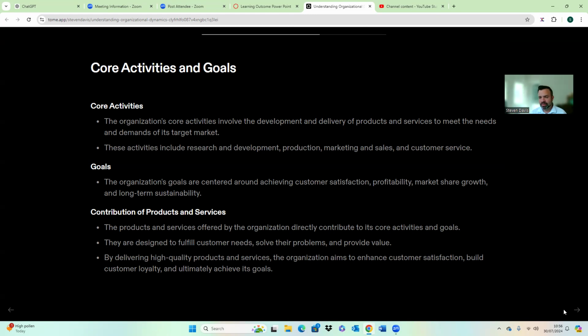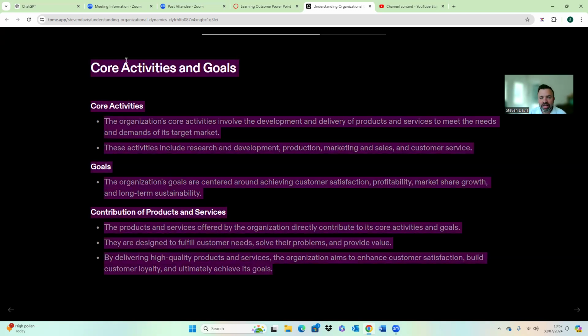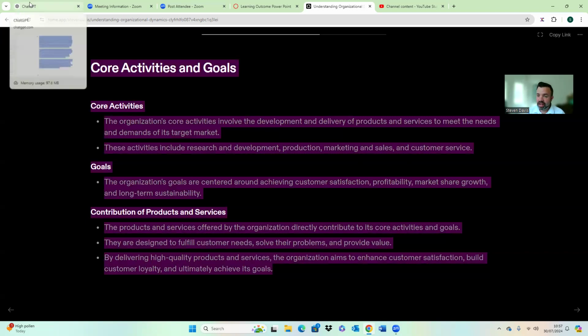Now, you would rewrite this within your organisation. These activities include research, development, production, marketing, sales, and customer service. Your core activities within your home will look very different, whatever that is. The organisation's goals are to achieve customer satisfaction, profitability, market share and growth, and our contribution of products and services. Now, let's just say I want you to do this for a care home.